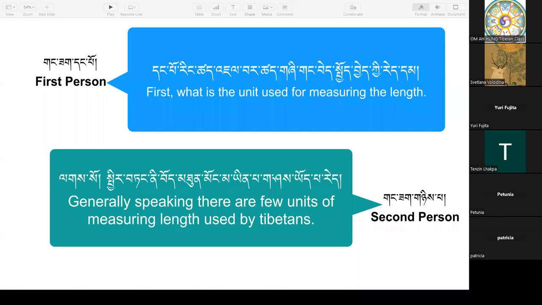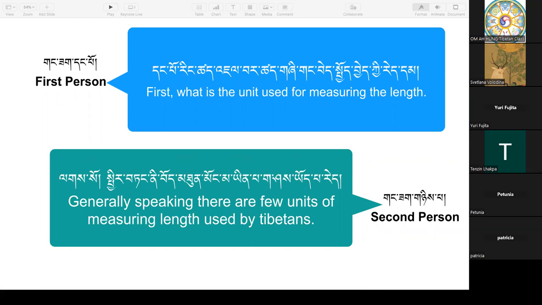So first, what is the unit used for measuring the length? I was reading the wrong translation, but still, sometimes the mind has wonderful things to do. Even if I was reading the wrong translation, I was still understanding the above Tibetan sentence out of it. Anyways, first, what is the unit used for measuring the length?